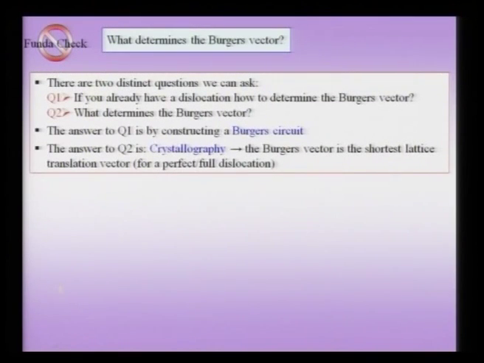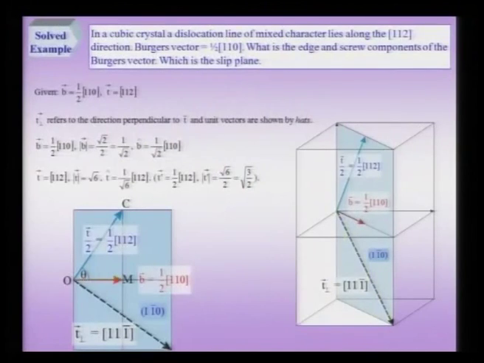Another important fundamental aspect which we have seen, and I would like to mention in one line, is the question we are asking ourselves: what determines a Burgers vector? If you already have a dislocation in the crystal, then I can use a Burgers circuit to determine this Burgers vector. But what actually determines the Burgers vector is the crystallography. Therefore, if somebody asks you what determines the Burgers vector, it has to be the crystallography, because the Burgers vector is the shortest lattice translation vector for a perfect dislocation. So, this aspect has to be kept in mind.